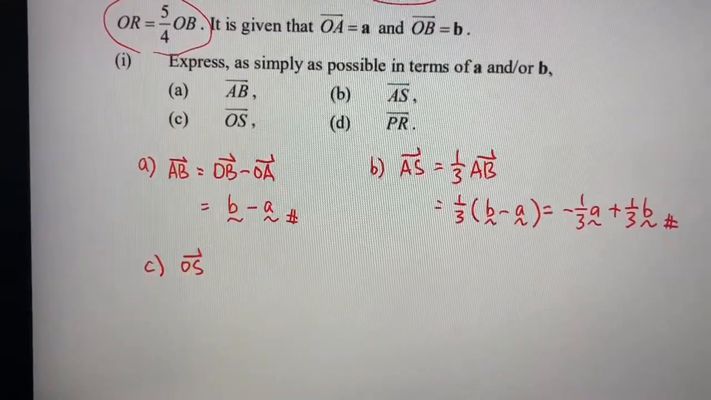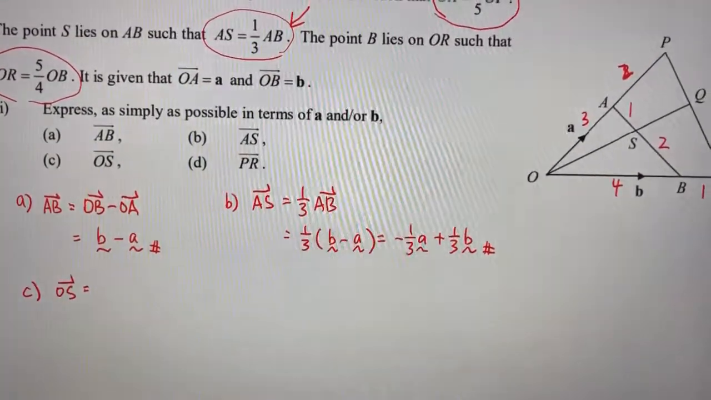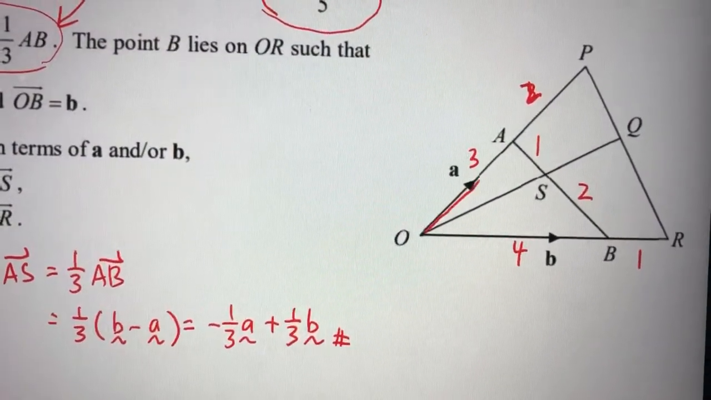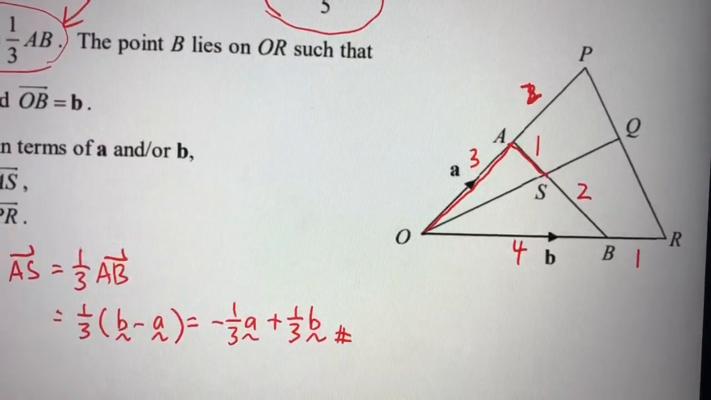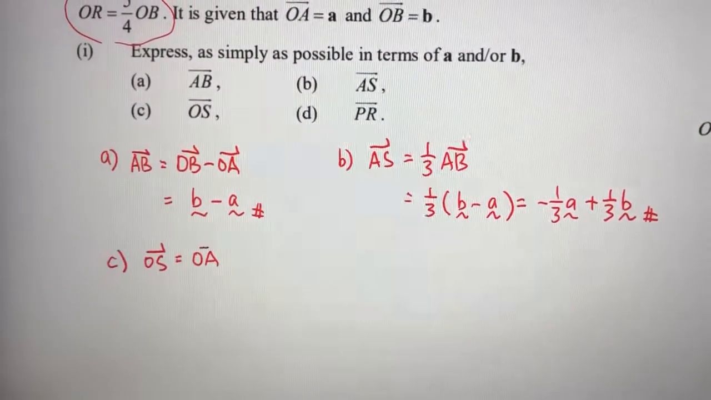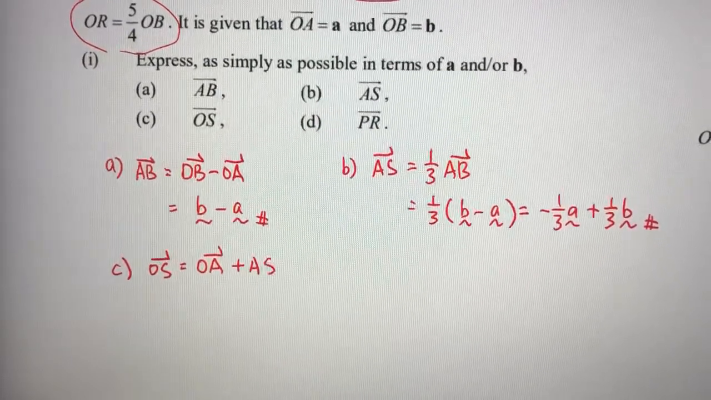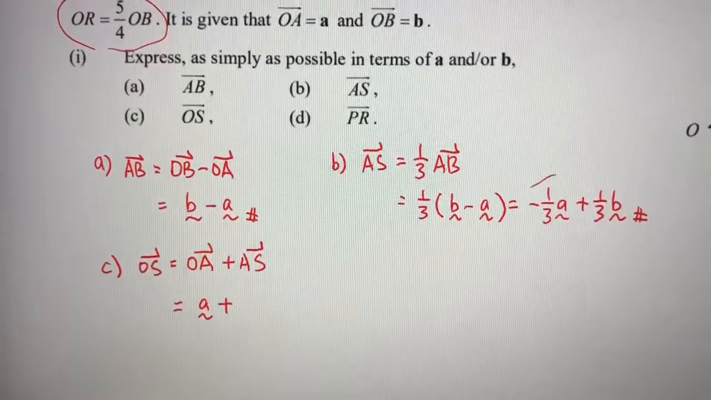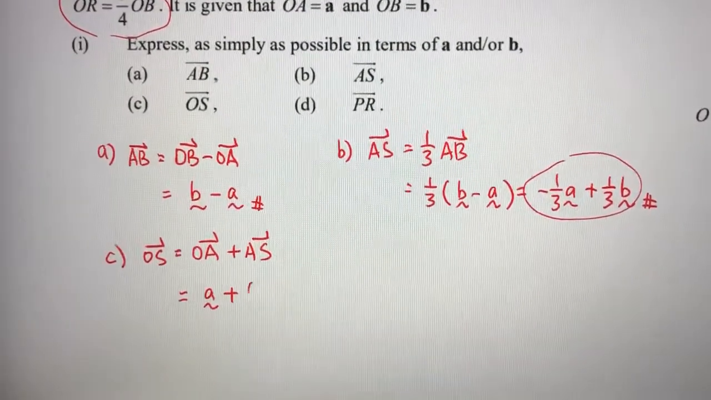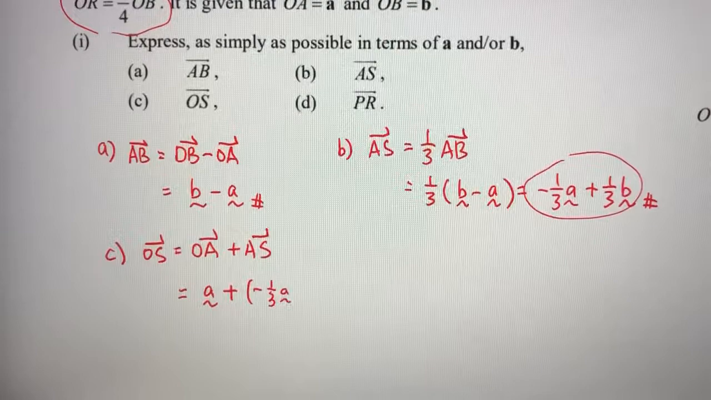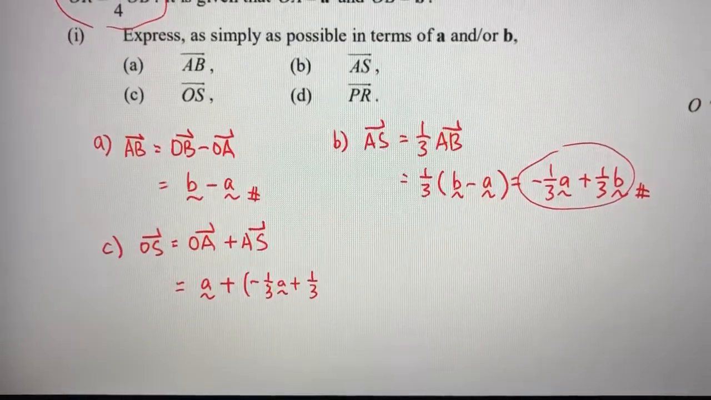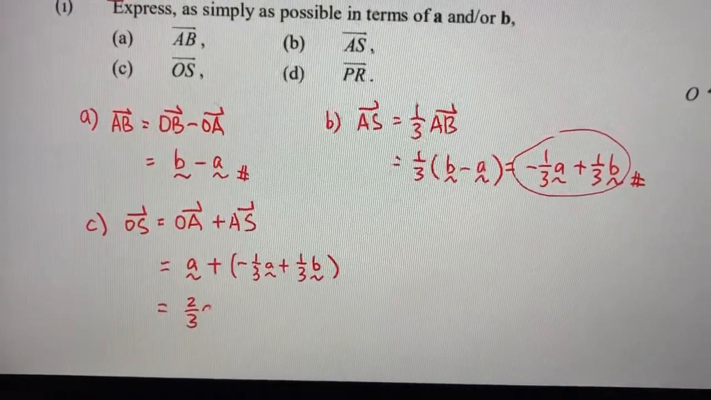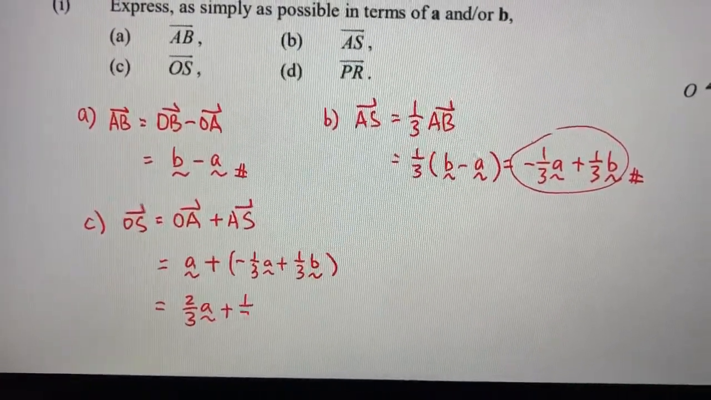Part C, vector OS. Now, if we were to take a look at the diagram, it is clear to us that the vector OS can be found by joining OA then AS. So we can then say that the vector OS equals vector OA plus vector AS. And for vector AS, you can see that we have obtained it from the previous part. Therefore, we perform a simple substitution. And we can conclude that the vector OS is equal to 2/3 of A plus 1/3 of B.